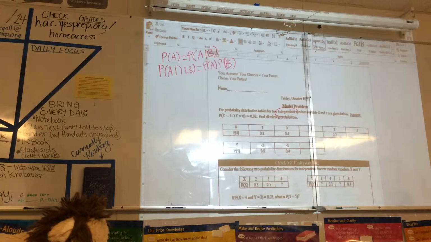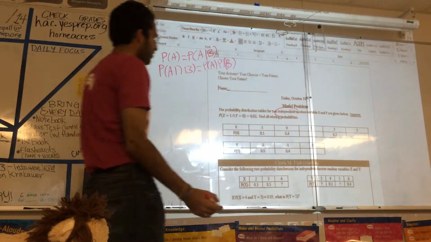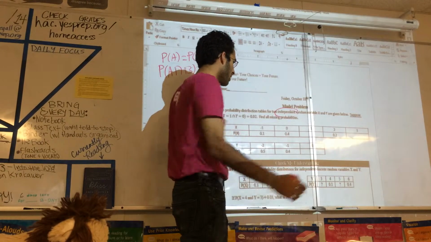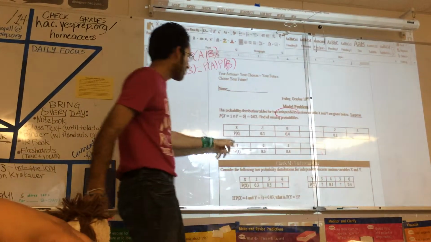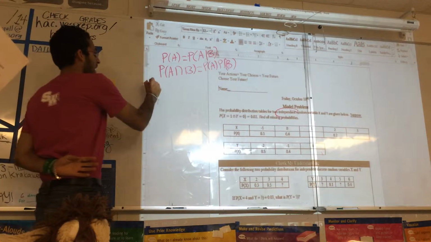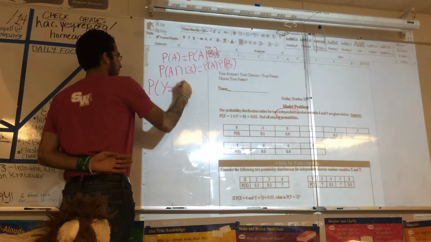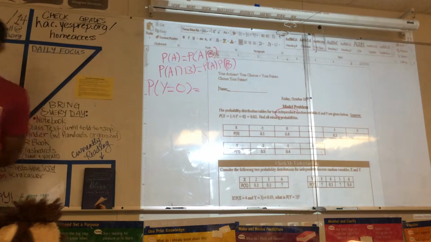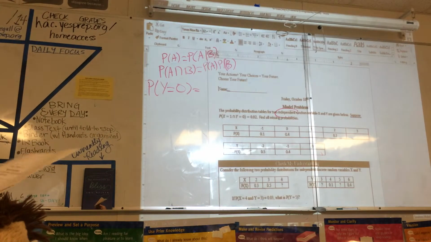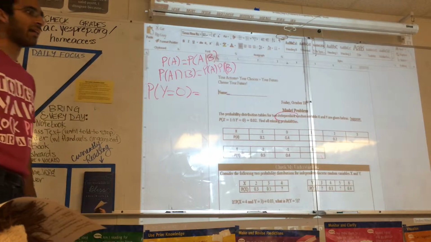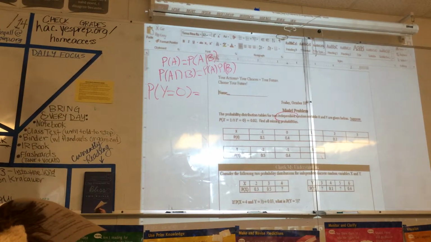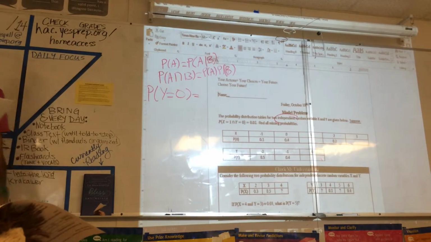All right, so we know that. If I just look at this data table, how can I figure out this probability right here, the probability of y equaling 0? How can I figure this out, given the data table? What is the probability of y equaling 0?